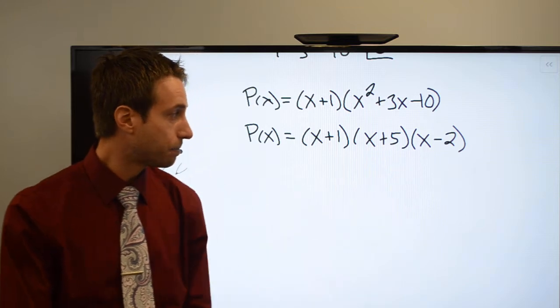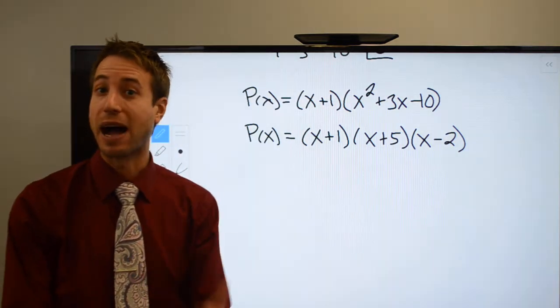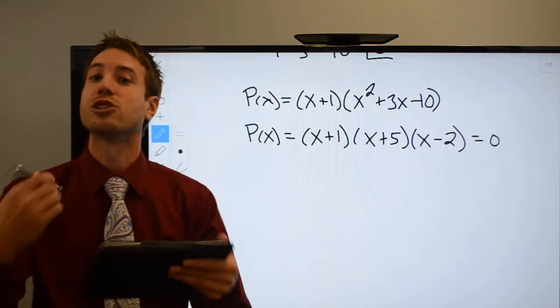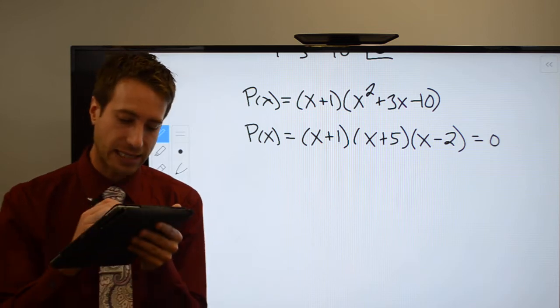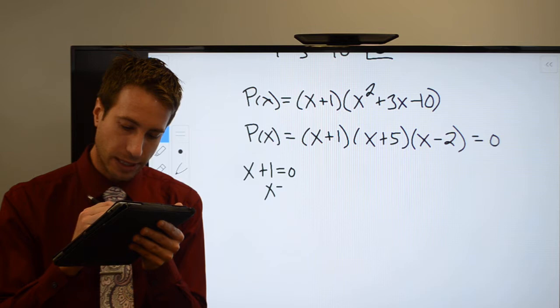Here they are. But further than that, I could have you find the zeros, right? All you would need to do is set this equal to 0. So now I want to know, where does it cross the x-axis? In which case the zero product property lets you split these factors up.